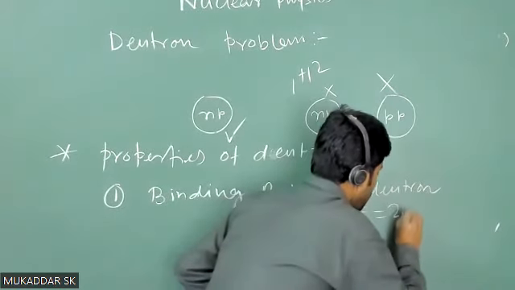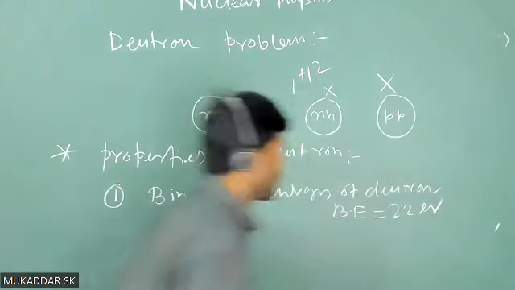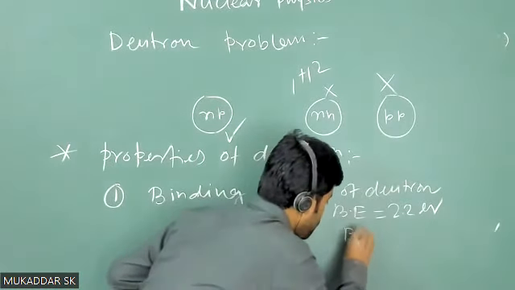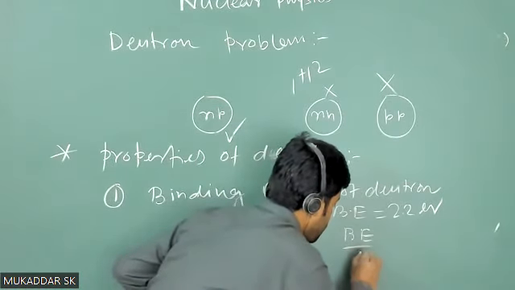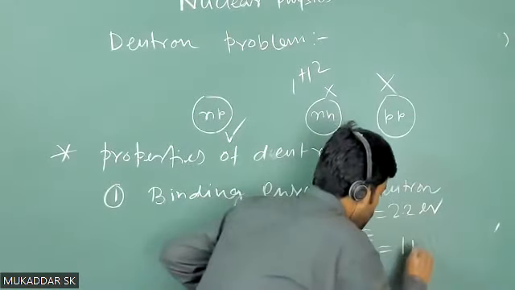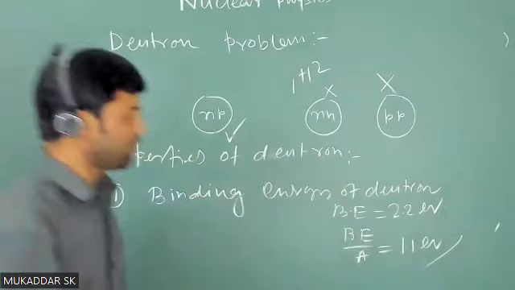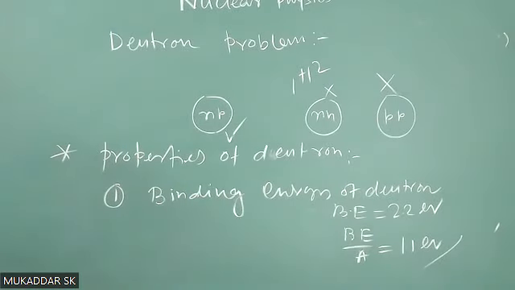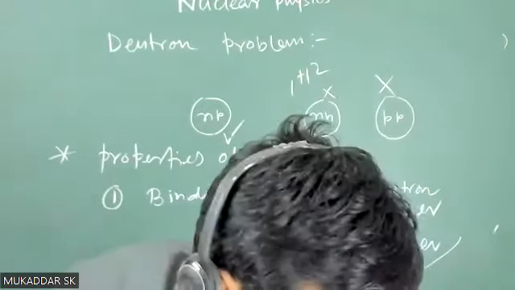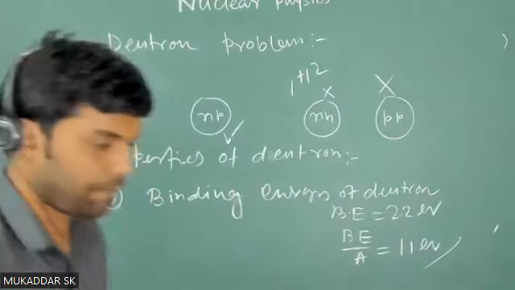Binding energy around 2.2 MeV. So binding energy per nucleon will be how much? That will be 1.1. What's the meaning of this? Loosely bound, exactly.